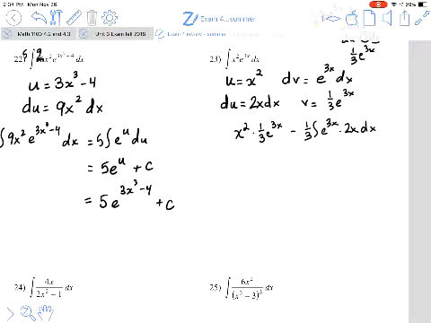which means we need to choose another u and another dv. So I'm going to let u equal 2x and dv equal e to the 3x. So now du is 2, and then v, we've already done this one, it's 1/3 e to the 3x.